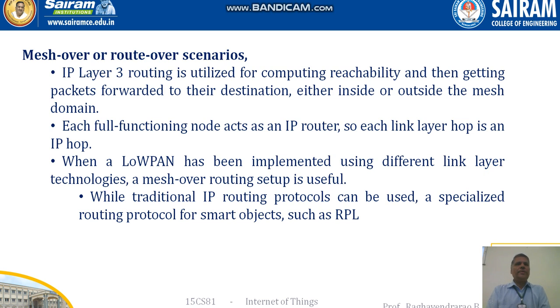Now the route-over scenario. IP layer 3 routing is utilized for computing reachability and getting packets forwarded to their destination, either inside or outside the mesh domain. Very important thing: all of this is used to reach from the source to the destination. We have the source address and the destination address, and using IP, that is how it gets routed. When we have multiple hops, we should have a proper routing table so that the packet is reached in the proper manner.